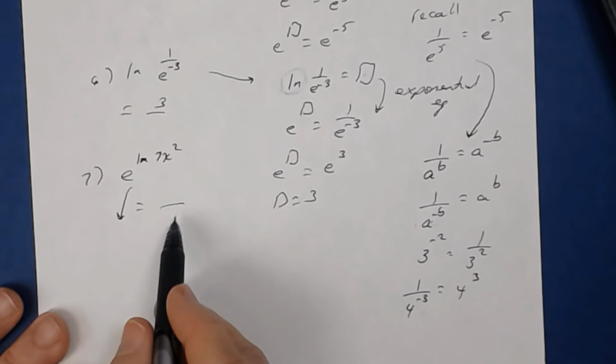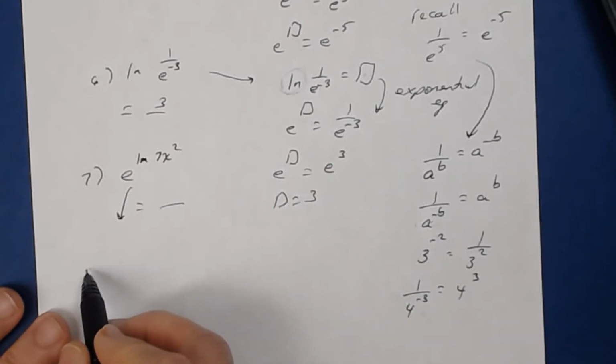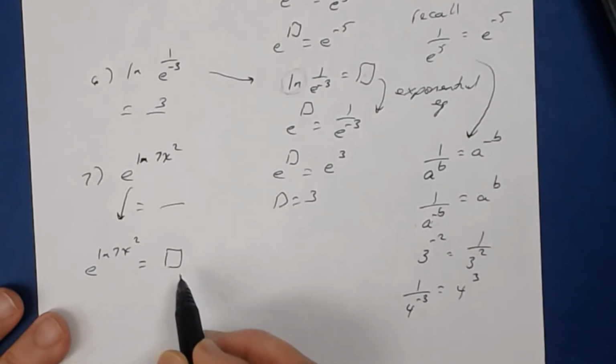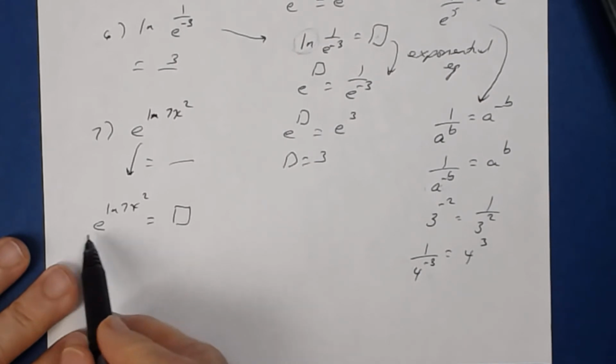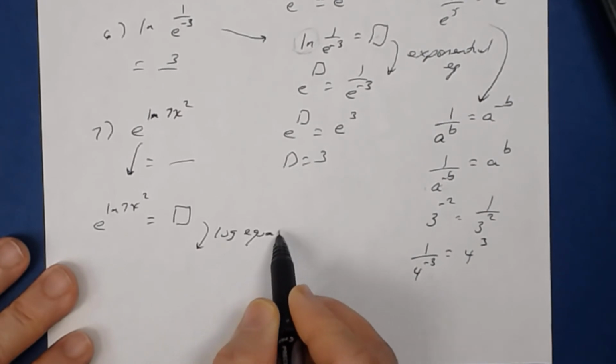Okay, 7x squared. All right, so let's go ahead and actually do the work so you can see this. So I have e to the natural log of 7x squared equal box, right? Now notice though that this is an exponential. My log is in the exponent, so that's an exponential. So I want to change it to a log equation.